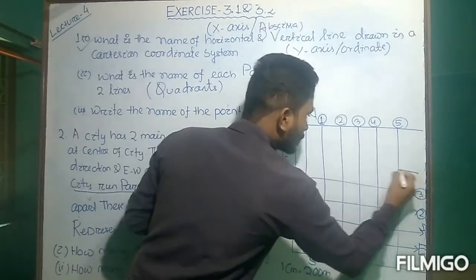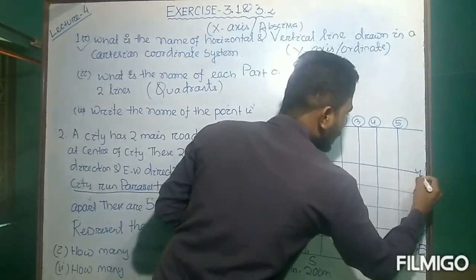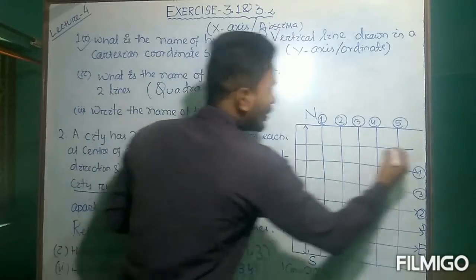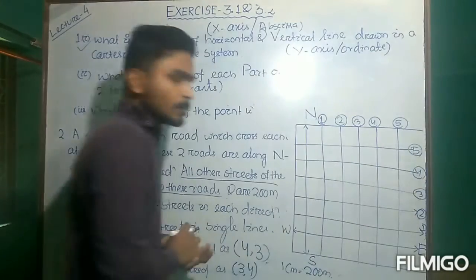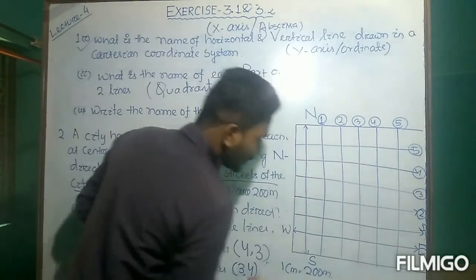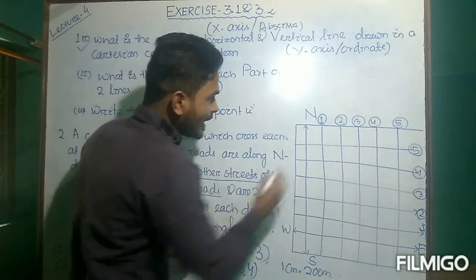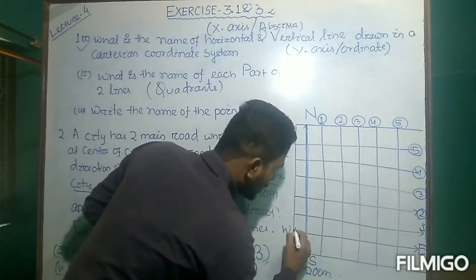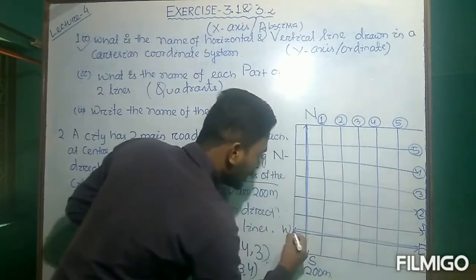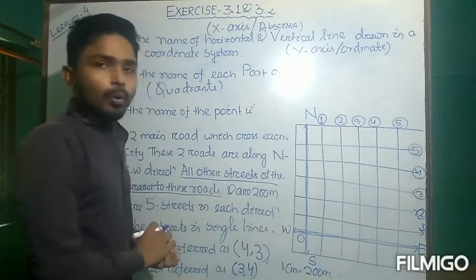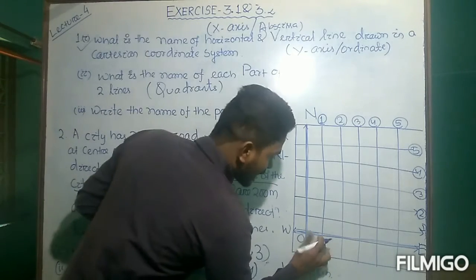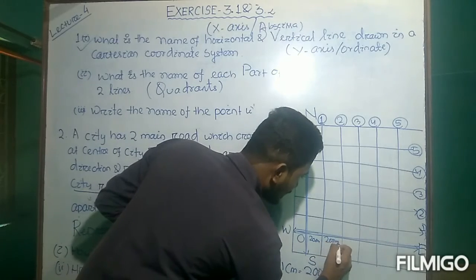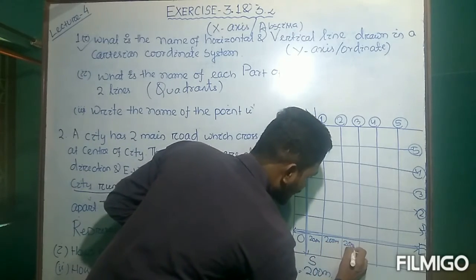Similarly, you have to draw another 2 streets parallel to this main road, the 4th street, and this is your 5th street. Understood? And the distance between them is 200 meters. Since this is the main road and this one is the main road, they meet each other at a point O, the origin. Then this distance is 200 meters, this distance is 200 meters, this distance is 200 meters.